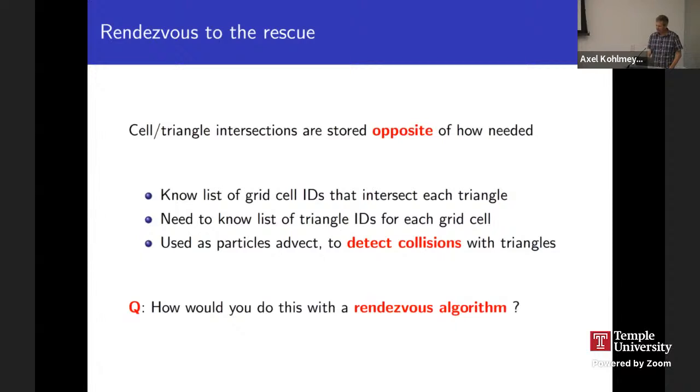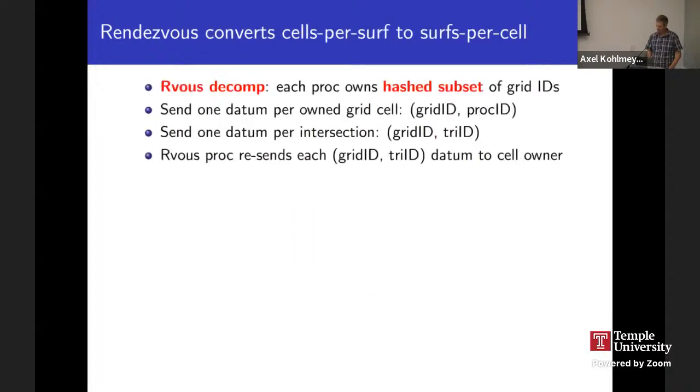Okay, so again, you have grid cell IDs and triangle IDs. So the rendezvous decomposition is that each processor owns a hashed, randomized subset of the grid cell IDs. And then the rendezvous part is very simple. You have a set of triangles, each with a bunch of grid cells that intersect it. You pair that up and send 2 things. First, you also own, in the Sparta decomposition, each processor owns some grid cells. So you tell the rendezvous decomposition, I'm the owner of this grid cell: send the grid ID and your processor ID.